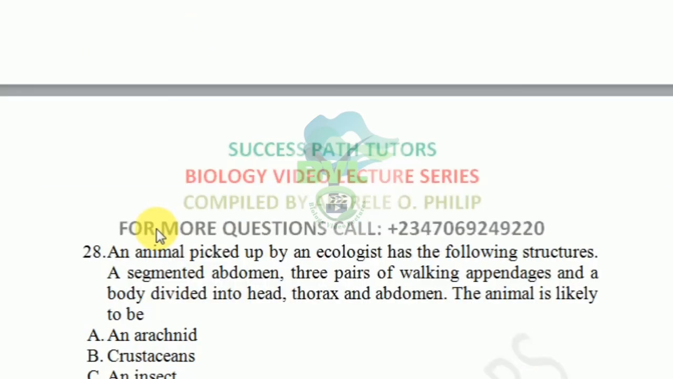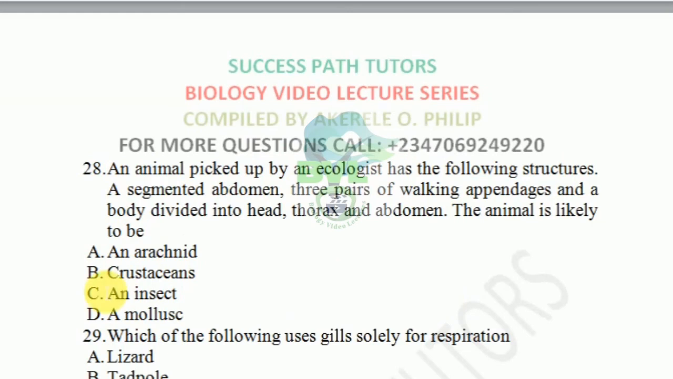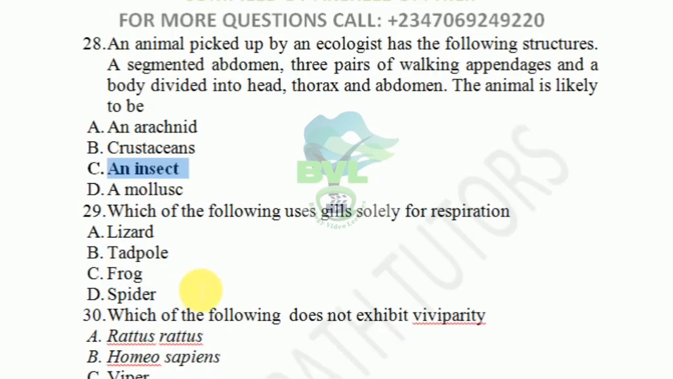An animal picked up by an ecologist has the following features: a segmented abdomen, 3 pairs of working appendages, a body divided into head, thorax, and abdomen. The animal is likely to be an insect. Which of the following uses gills solely for respiration?